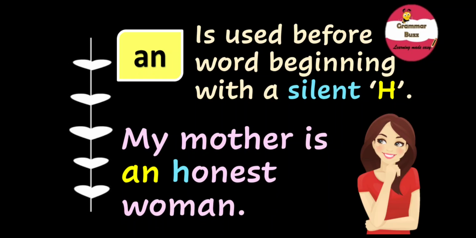In this sentence, we use an before honest, even though it begins with an H. This is because the H of honest is silent and we pronounce the word with the vowel sound O. We never say honest with an H sound, do we? Definitely not. So remember, an is used before words beginning with a silent H. Some other words of this kind are honor, hour, heir.